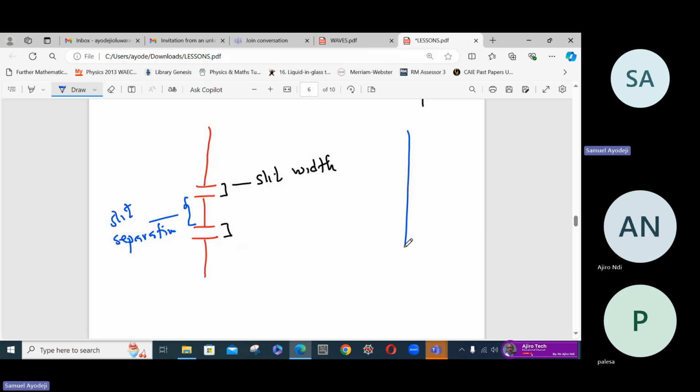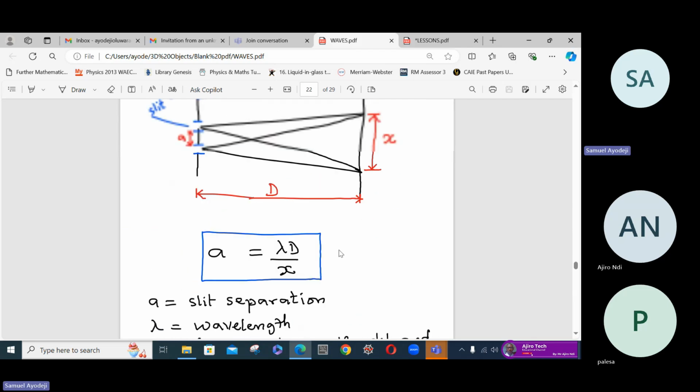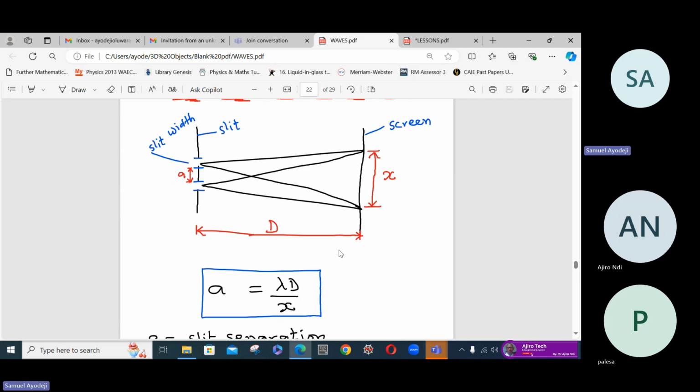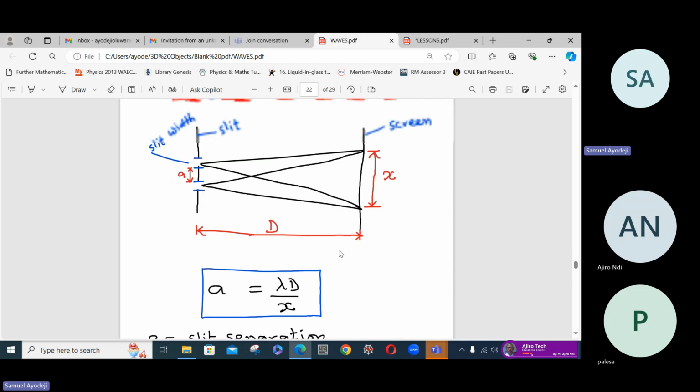You form the screen here. This is where you are going to form your bright and dark fringes. The distance between the slits and the screen is called D. I think I have everything labeled. So what is a? What is x? Put it there. This is a formula that connects them, and we use this a lot when we start solving questions. So a is called the slit separation.